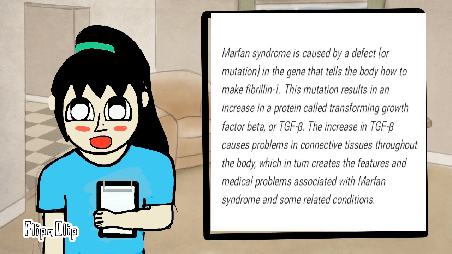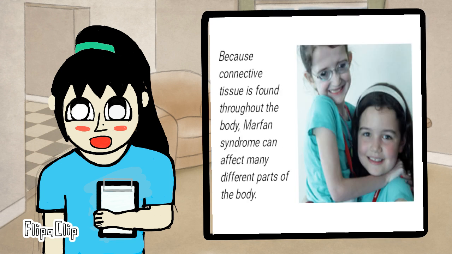Marfan syndrome is caused by a defect or mutation in the gene that tells the body how to make fibrillin 1. This mutation results in an increase in a protein called transforming growth factor beta, or TGF beta. The increase in TGF-beta causes problems in connective tissues throughout the body, which in turn creates the features and medical problems associated with Marfan syndrome and some related conditions. Because connective tissue is found throughout the body, Marfan syndrome can affect many different parts of the body.